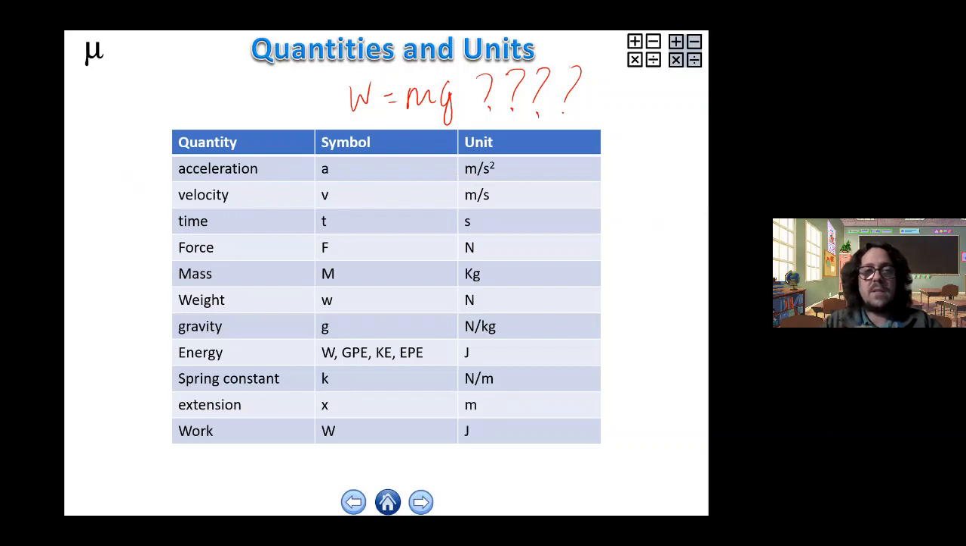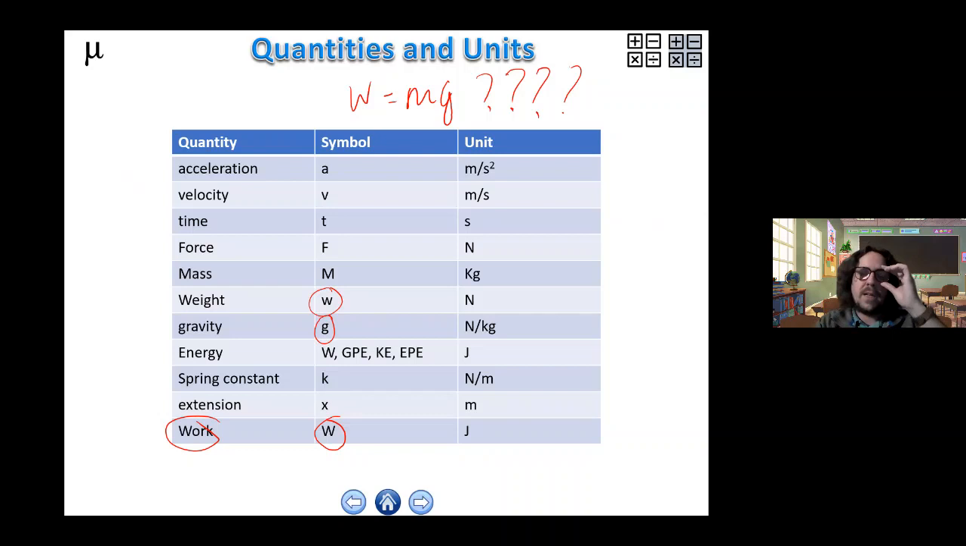Velocity symbol V, time t. So a lot of these make sense. All right. Weight, little w usually. You'll notice work, which is energy, is big W. So watch out for that. Gravity, little g. Now, energy, oh, it's a sneaky one, energy. It's got lots of different symbols.